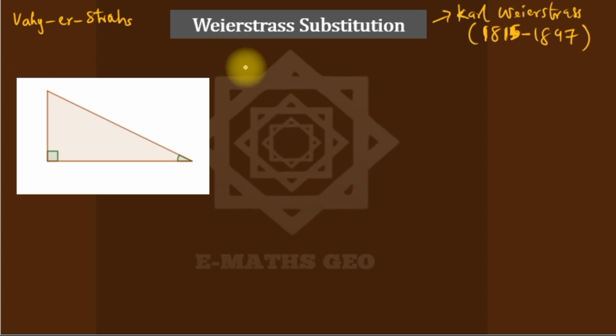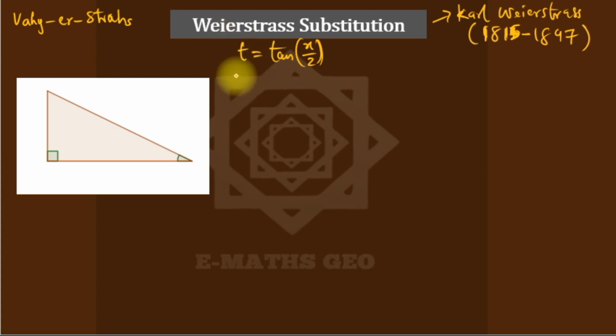So the mathematician noticed that when you substitute t as tan half x, it will convert any rational function that has trigonometry to an ordinary rational function. So we'll use the example, but let's analyze what he did. If you substitute t as tan half x, it will convert that.